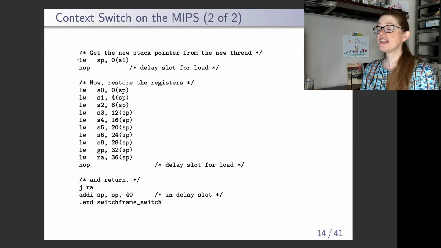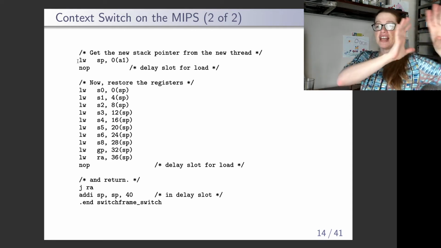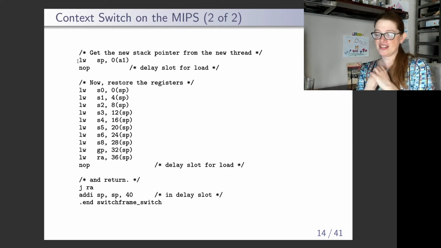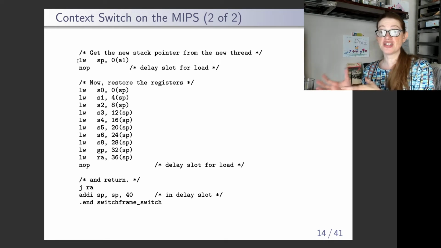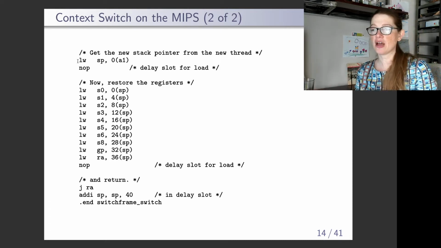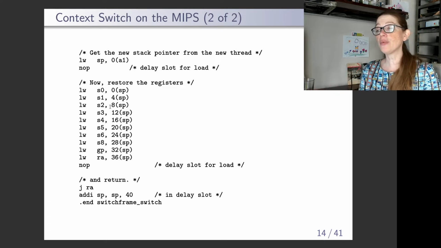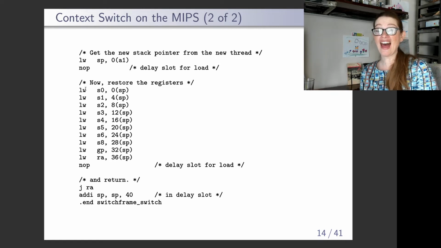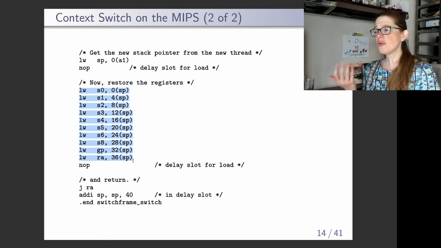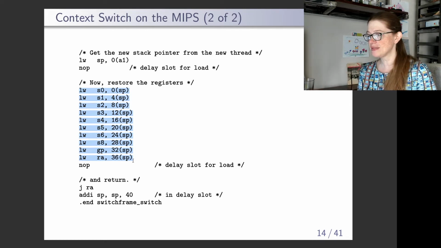So the first thing that we're going to do is, now that we've saved completely the old thread, we're going to load the new thread's stack. So we load the address of its stack pointer from argument register A1, and we load that into SP, which is the stack pointer. And then from the stack of the new thread, we are going to load all of the callee save registers, along with the return address and a few special ones.